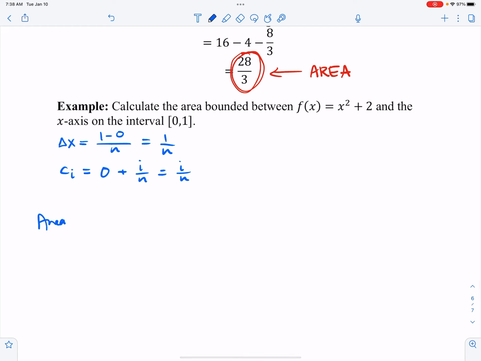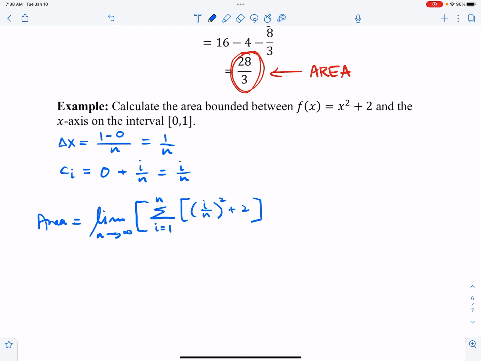So our area would be equal to the limit as n approaches infinity of the sum from 1 to n of, I'm just going to go directly to using the rule. For f, it would be (i over n) squared plus 2, times, or here I should use an extra pair, so times 1 over n. I could have used parentheses.